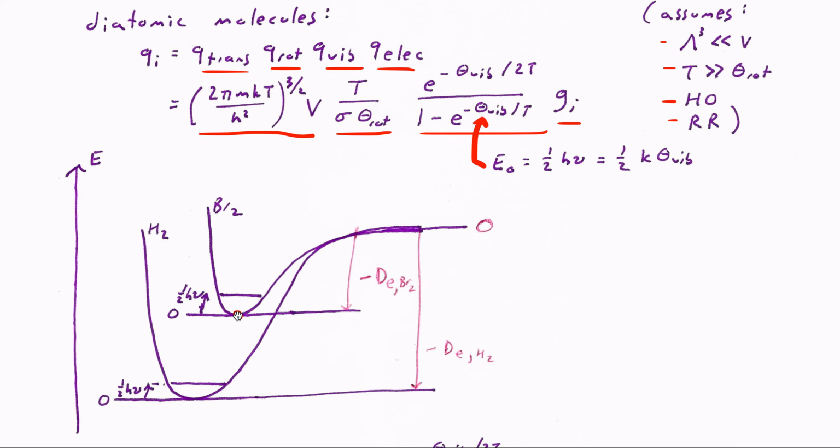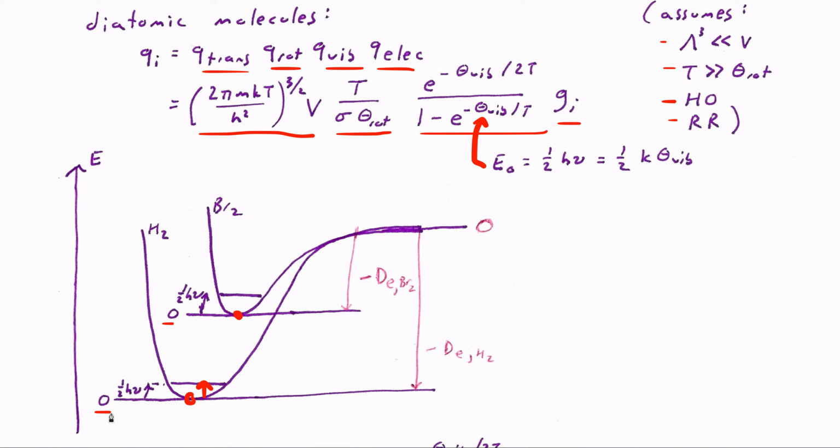For Br2, the bottom of the well may be here. For H2, the bottom of the well may be somewhere different. And each of these molecules we've thought of as having an excitation of energy of 1/2 h nu above the bottom of the well. But those bottoms of the wells are in different places. Effectively, we've defined two different zeros of energy that are inconsistent with one another.